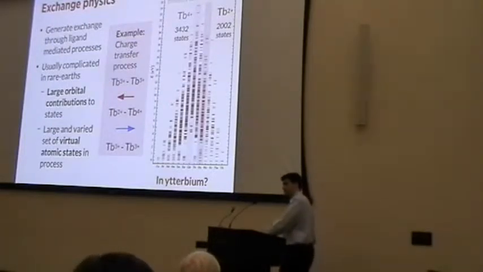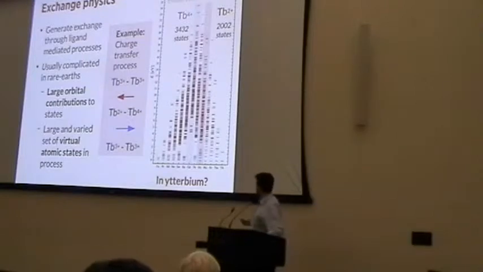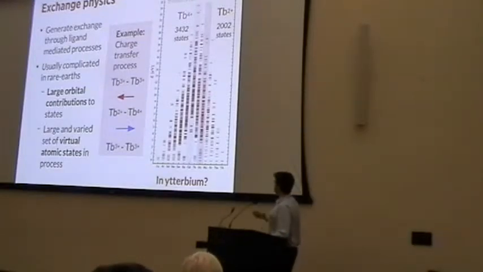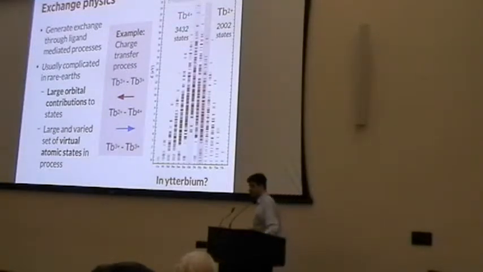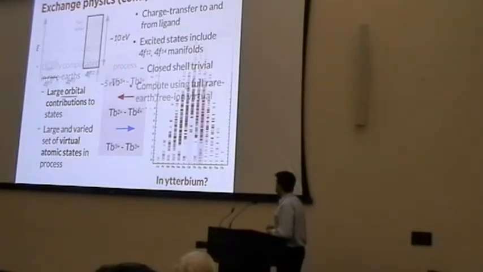Right? So if you're going to consider the exchange on something like terbium, which is somewhere in the middle of the spectrum, then you're going to have charge transfer processes that take you to neighboring valence states. And this can involve virtual processes through this whole tower of states. So for terbium, it's particularly bad because you have a few thousand states, and thus the actual details of the exchange can get quite complicated.